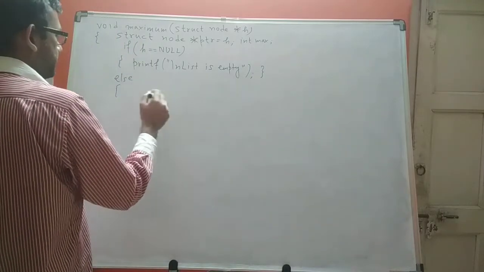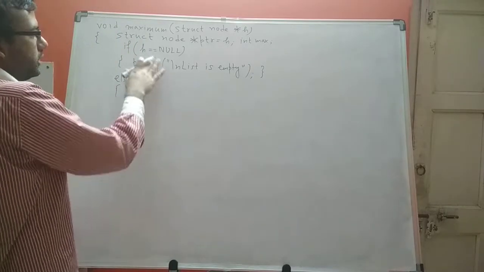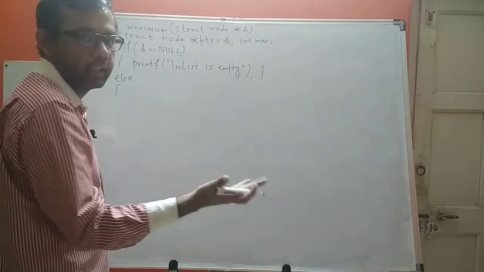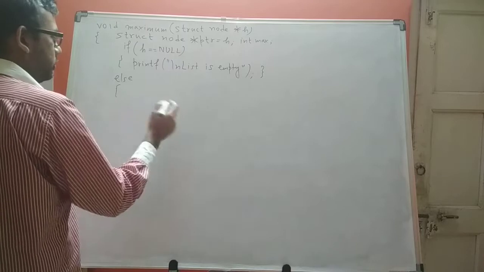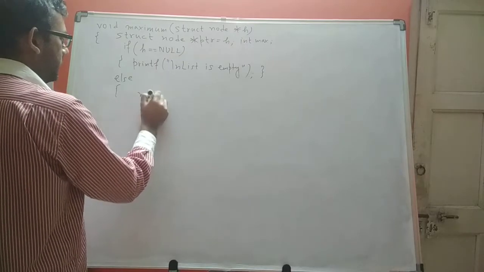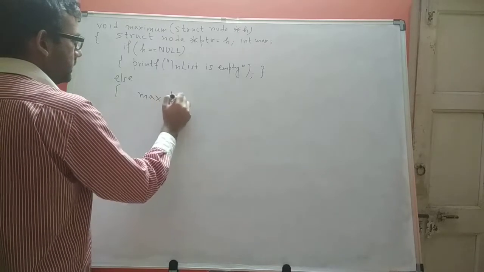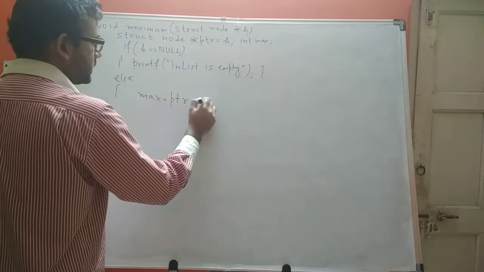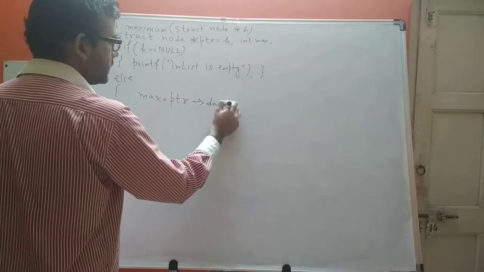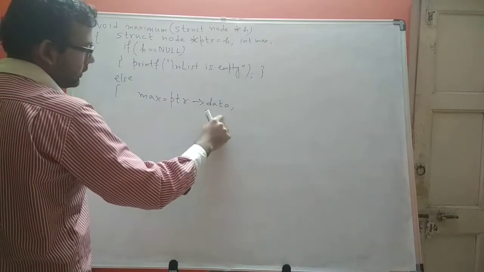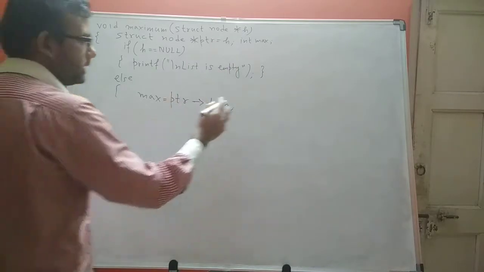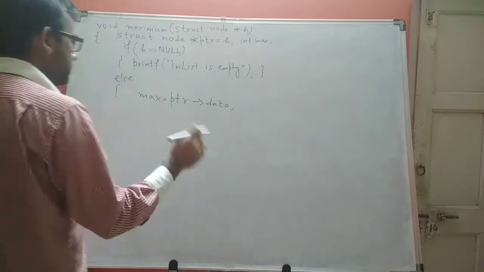Now, if the list is not empty, then definitely it contains a few nodes. So I'll come to the else part and I'll assume that my maximum value is the first node. Currently the first node is being pointed to by ptr, so I'll take the data part of the first node and store it in max. This is my assumed maximum.